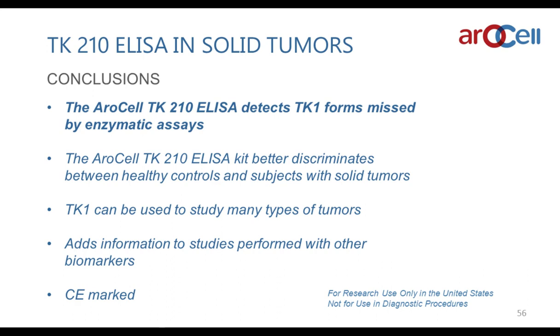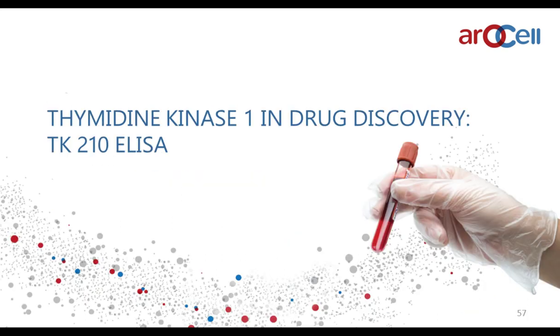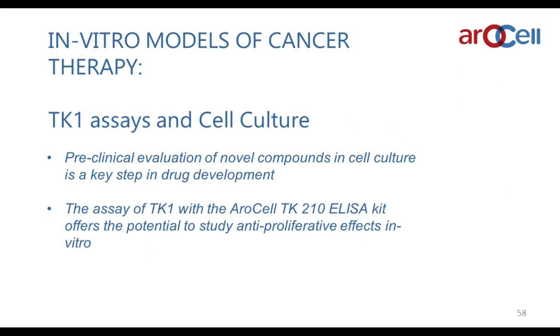So looking at solid tumors, the conclusions: the AroCell TK210 ELISA detects TK1 forms missed by enzymatic assays. The TK210 ELISA gives better discrimination between healthy controls and subjects with solid tumors. It can be used to study many types of tumor. It adds information to studies performed with other biomarkers, and it's CE marked. So that's a bit of the use of the TK1 immunoassay and TK1 activity assays in malignancies. I'm now going to talk about it a bit in drug discovery.